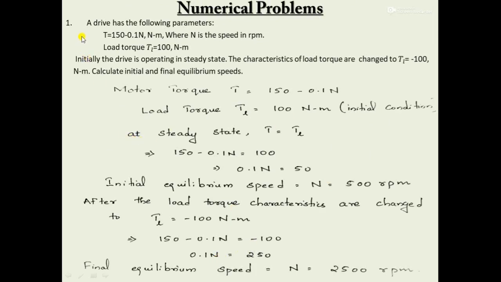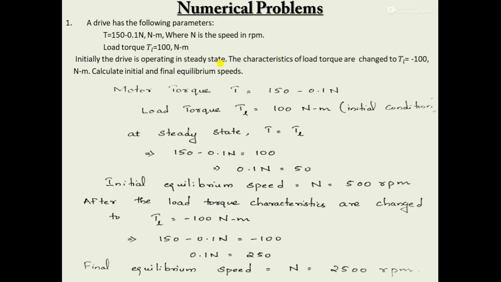This is the first problem. A drive has the following parameters. T is equal to 150 minus 0.1 n Newton meter, where n is actually the speed in RPM, and the load torque is given as 100 Newton meter. This is the relation for motor torque. Initially, the drive is operating in steady state. The steady state condition is achieved when the value of motor torque is same as that of the load torque.